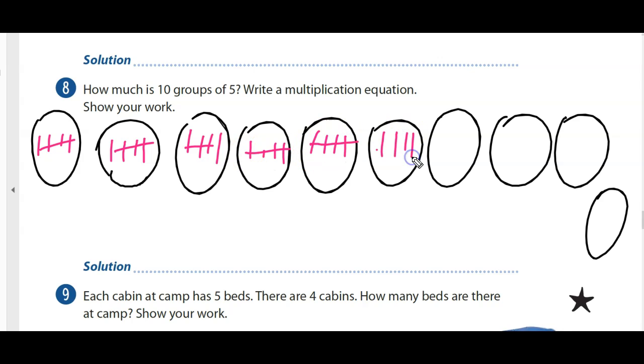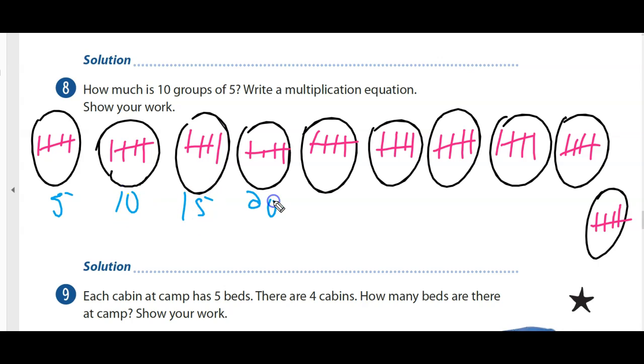And I can skip count by how much? By 5s, right? So I started with? 10. I'm skip counting by 5s because there's only 5 in each group. So skip count. 5, 10, 15, 30, 35, 40. Sorry, this is 40. Wait. So 40, 45, and 50.